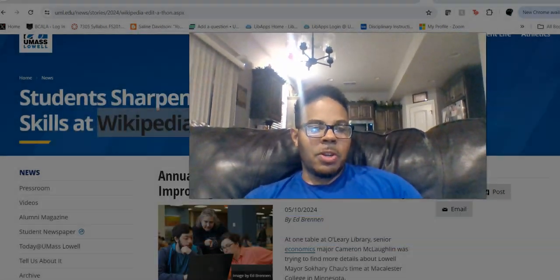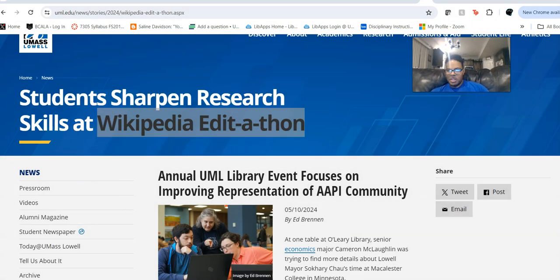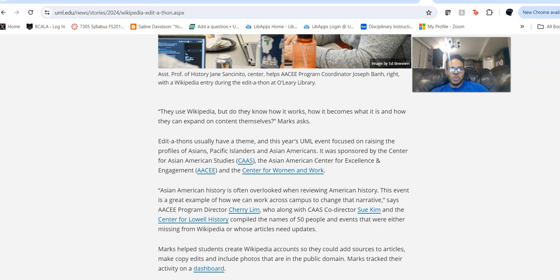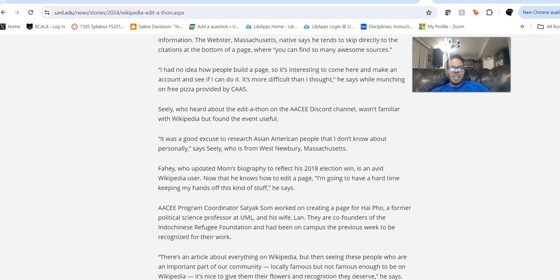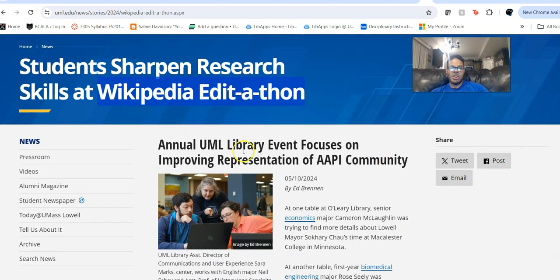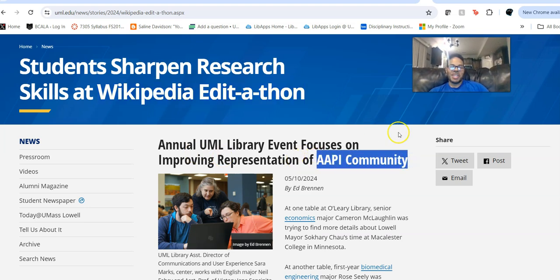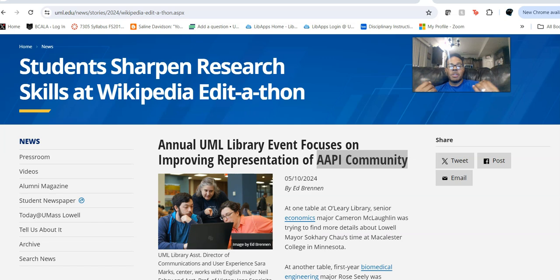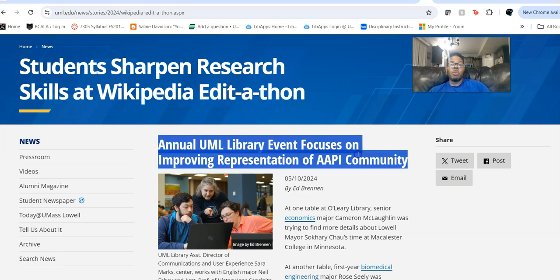And you see this particular edit-a-thon is surrounding research skills. That's actually pretty vague. I was looking for a better Wikipedia edit-a-thon article, but unfortunately there isn't a recent one. AAPI community. Okay, so that is a little more, sorry, I was going really fast here. So in this case, what you're seeing is people setting aside time to specifically enhance Wikipedia articles that deal with Asian Americans and Pacific Islanders. So that's what was going on here.